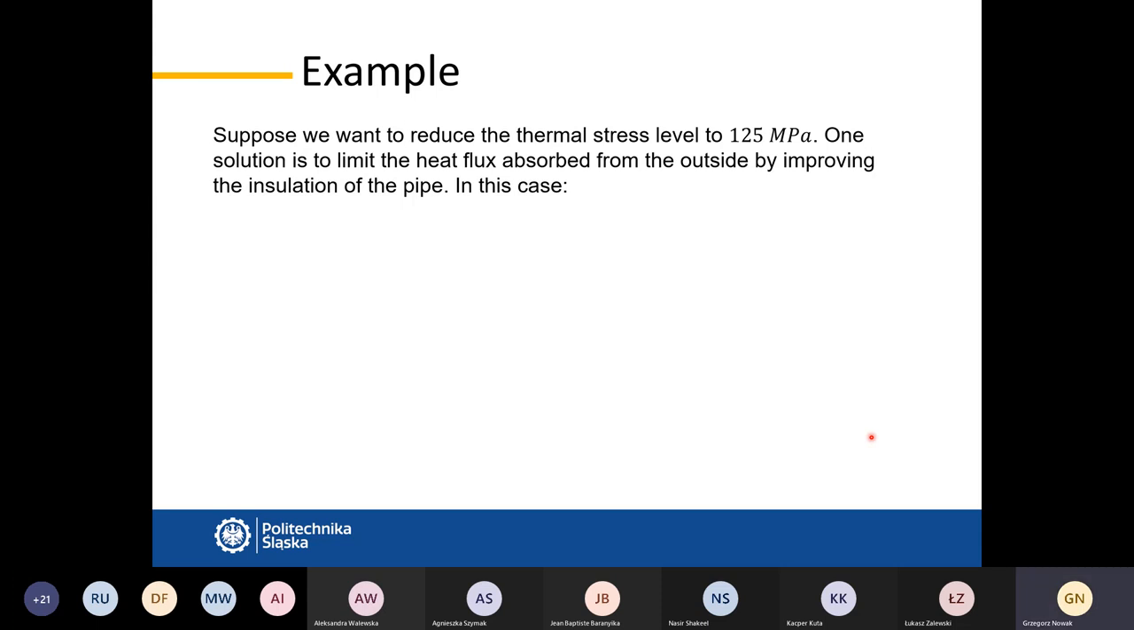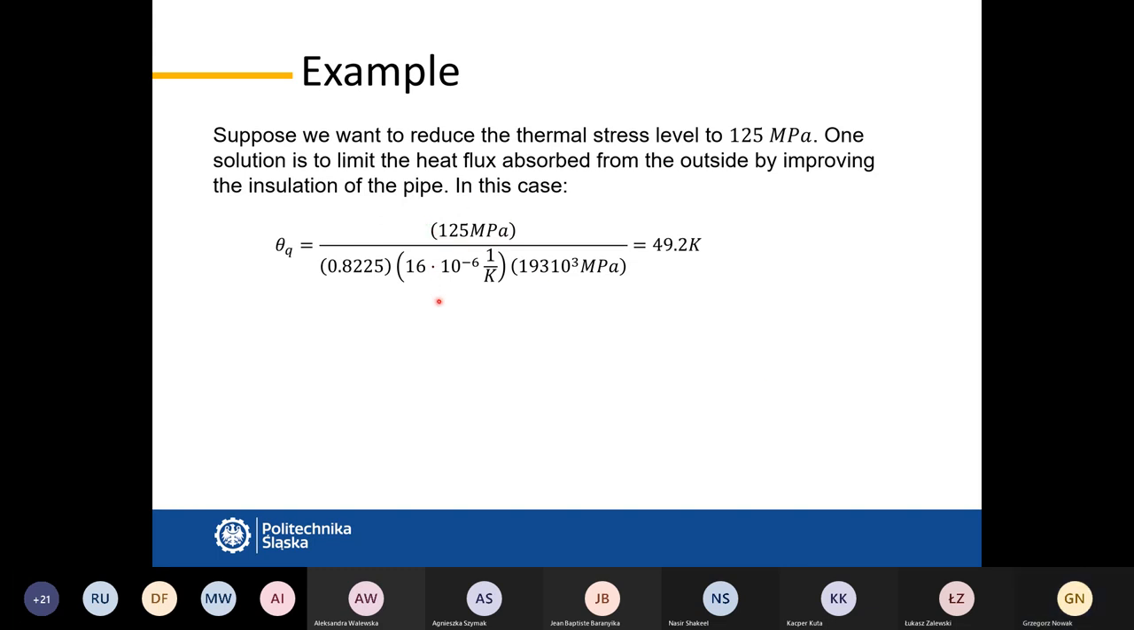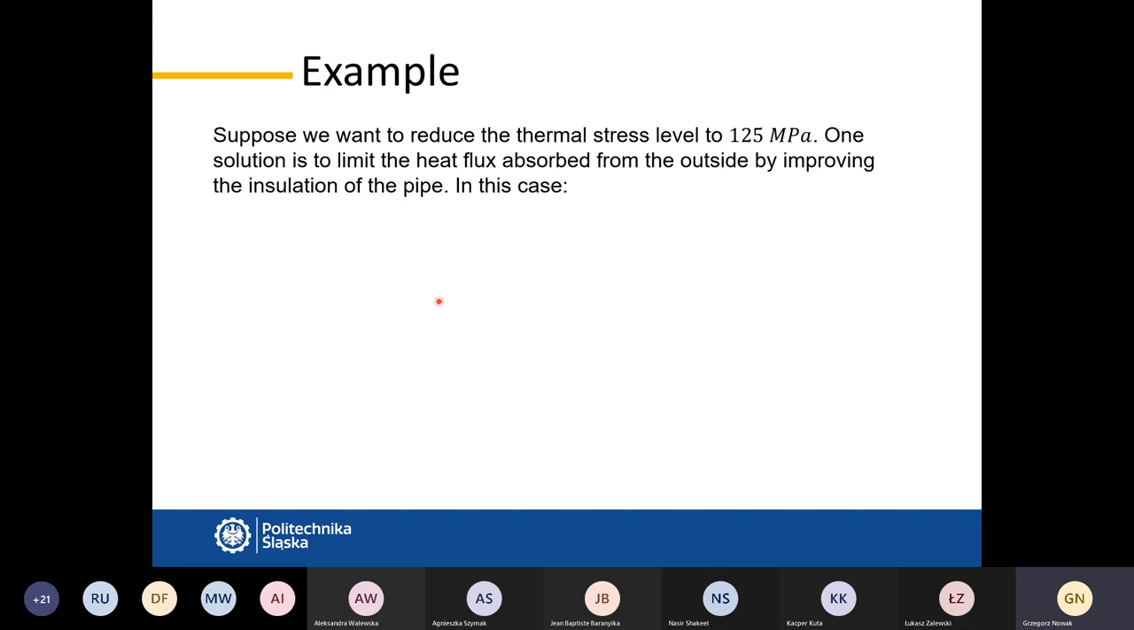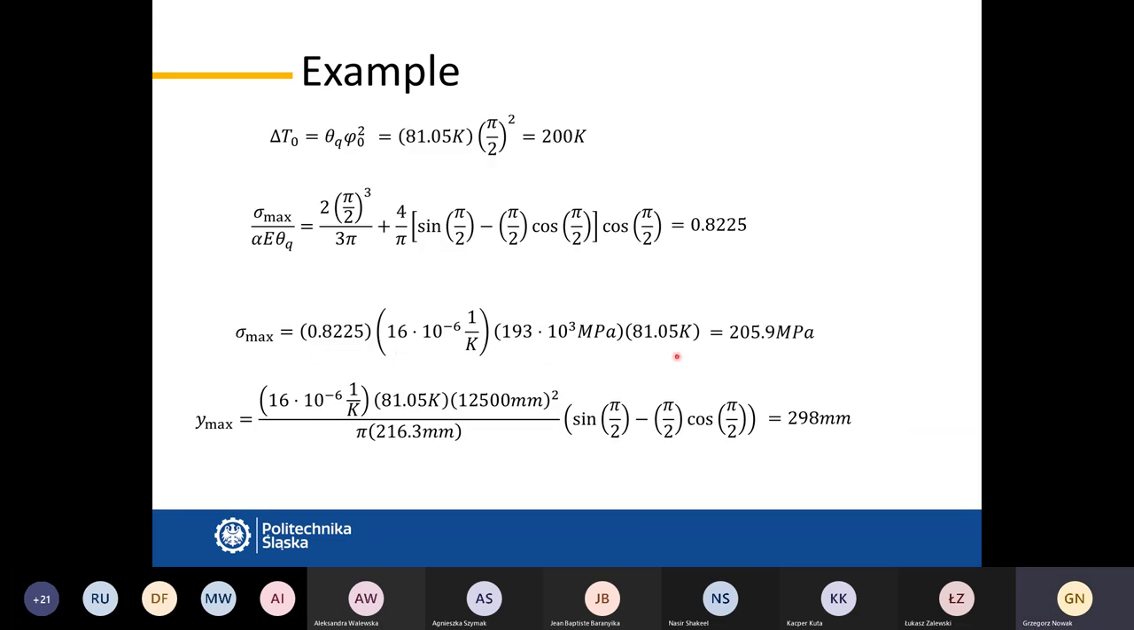Okay. So we can calculate the average temperature rise, this parameter theta Q. What should it be to have stresses of 125 megapascal? This is from here, yes? We use this formula. This is the formula. We know the result. We want to calculate this theta.